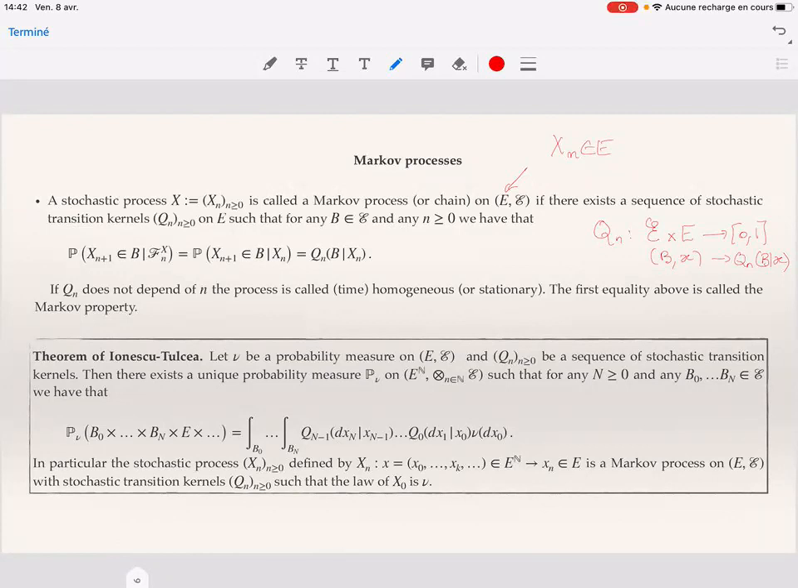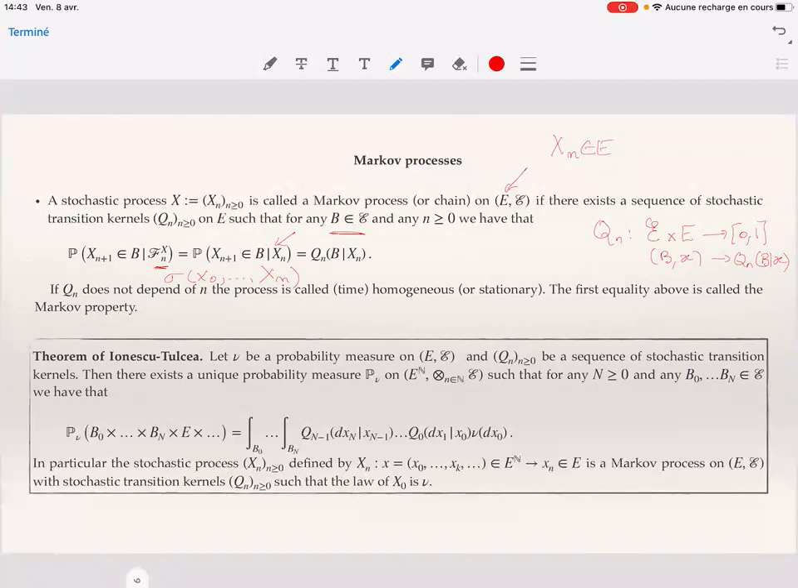And we say that a stochastic process is a Markov process if, when you look at the conditional probability that X_{n+1} is in some set B, given the previous history of the process, F_n^X, the sigma field generated by X_0 to X_n, then in fact this conditional probability depends only on the final state Xn. This is called the Markov property: the state at time n plus one depends on the past only through the present n.